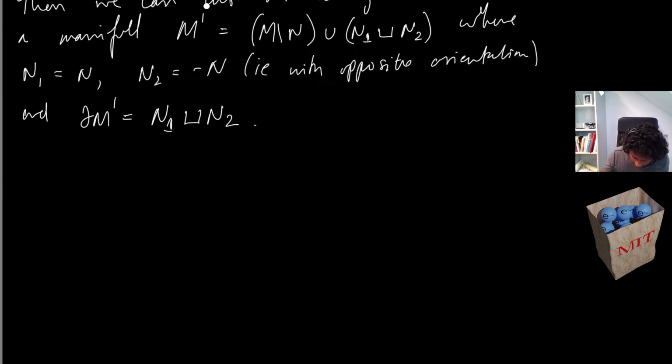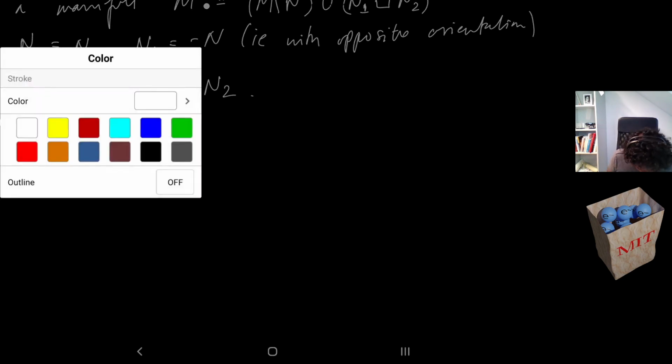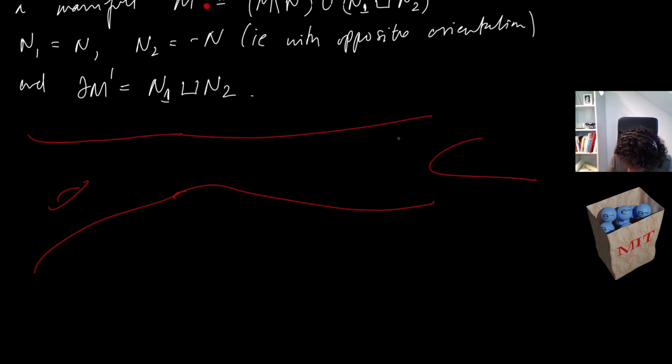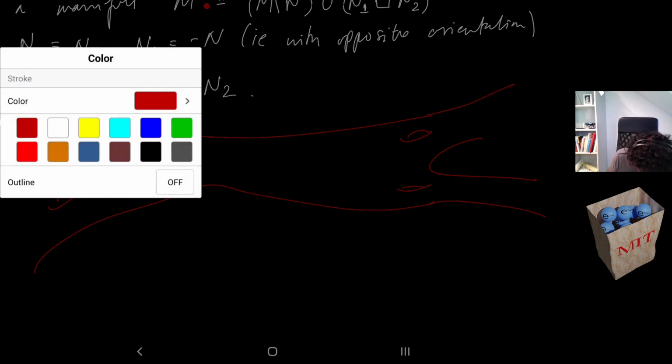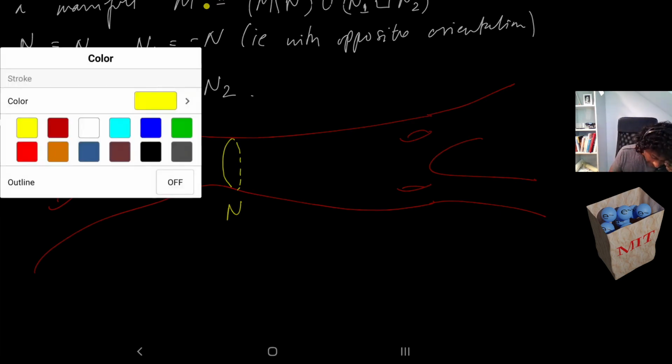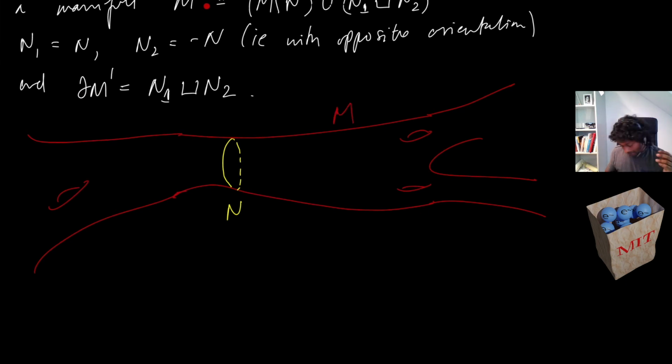So let's have a look at some pictures here. So let me take potentially a manifold here, and we head out. Let's just make sure that we emphasize that it can be non-compact. And maybe we have this neck region through here, right? So we have this neck region through here that looks like a neck, and this is our hypersurface. Okay, this is our hypersurface N, and this is our manifold M.